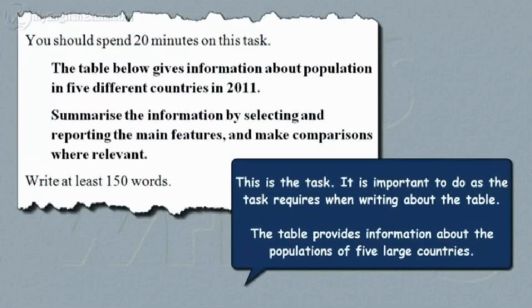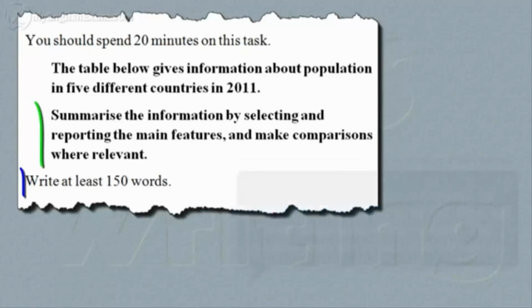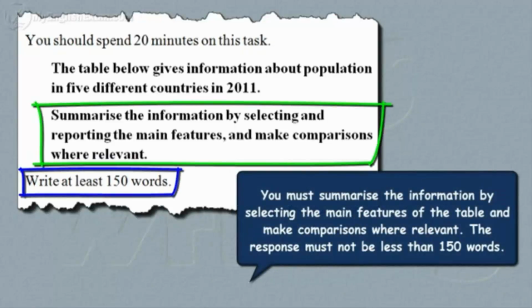This is the task. It is important to do as the task requires when writing about the table. The table provides information about the populations of 5 large countries. You must summarise the information by selecting the main features of the table and make comparisons where relevant. The response must be not less than 150 words.